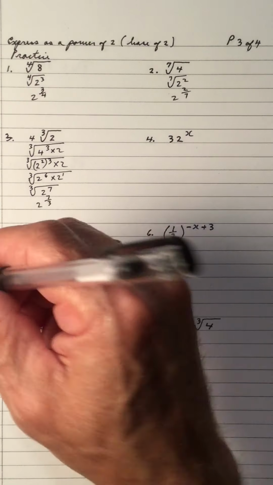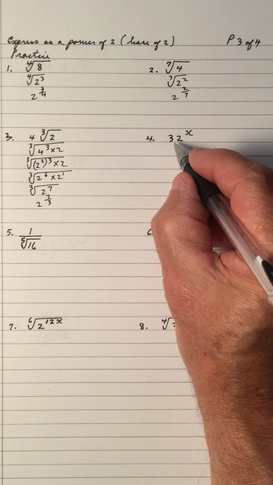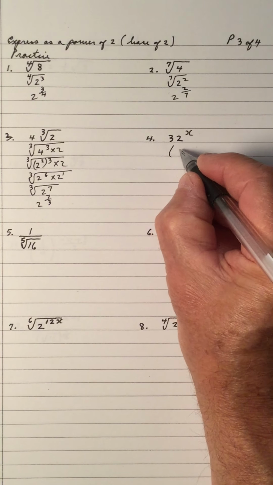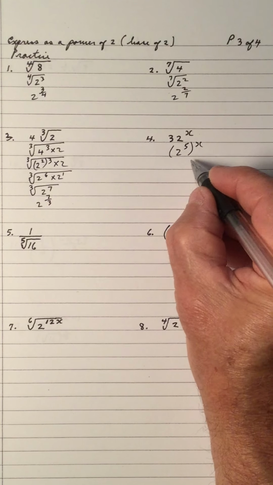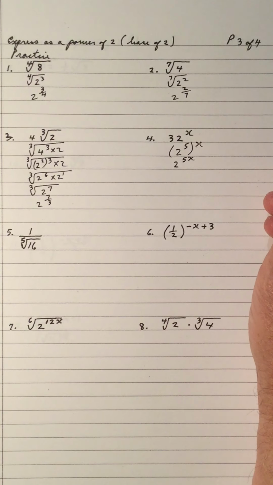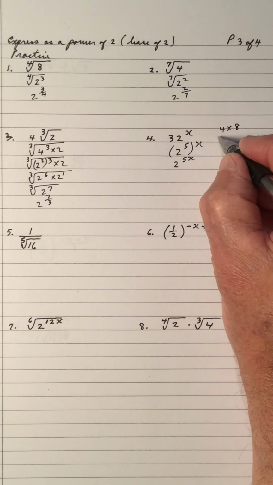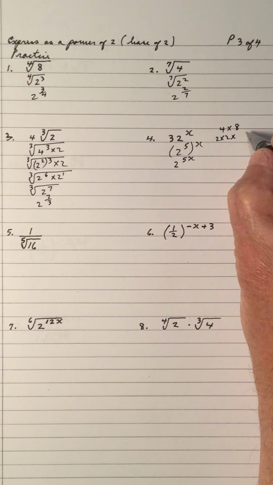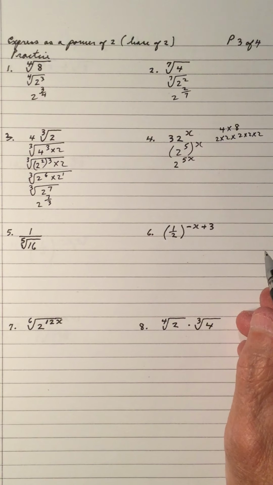So notice you just follow along with your exponent rules. 32 to the x, 32 is 2 to the 5 raised to the x power. So that's 2 to the 5x because you multiply. And remember, 32 is 4 times 8. 4 is 2 times 2. 8 is 2 times 2 times 2. So you see it's 2 to the 5.